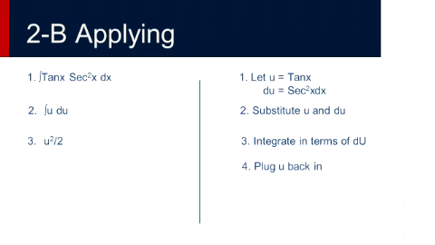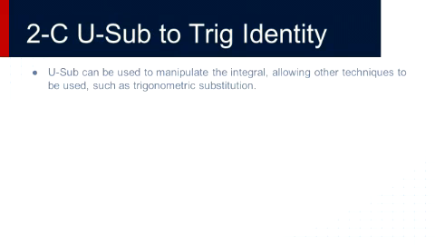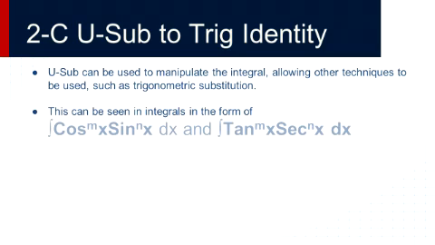And now after learning how to use u-sub and applying it, we could also use u-sub to simplify integrals, which we would use a trig identity for afterwards. And this can be seen in integrals in the form of the integral of cosine to the power of m of x times sine to the power of n of x dx, and the integral of tan to the power of m of x times secant to the power of n of x dx. So let's look at the integral in the form of the integral of cosine to the power of m of x times sine to the power of n of x dx.